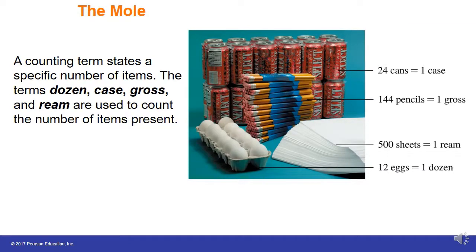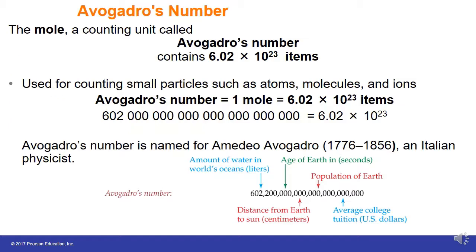Just like a case of cans is 24 cans, a gross of pencils is 144 pencils, a ream of paper is 500 sheets, and a dozen is 12, we use those to count. If anyone says a dozen to you, you know automatically that number equals 12. So the mole is similar to that. It's a counting unit that we call Avogadro's number.